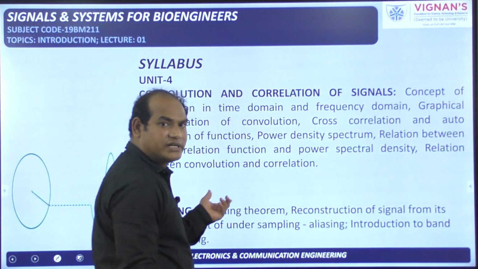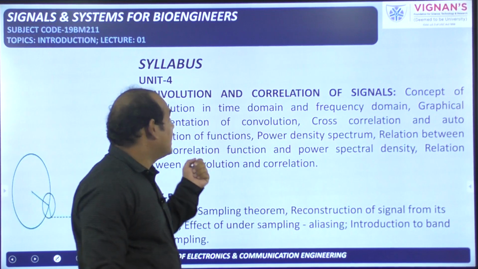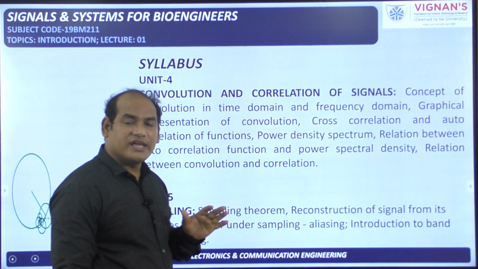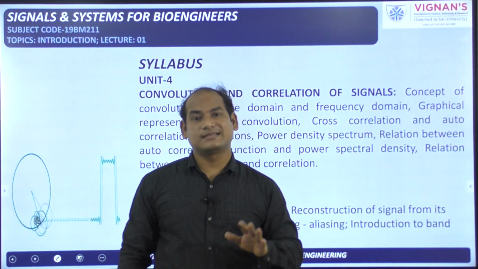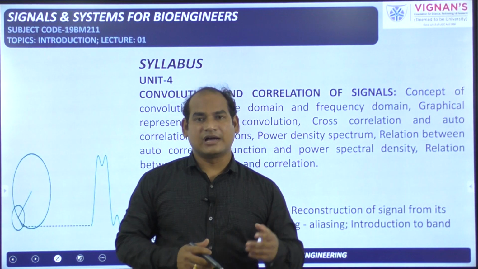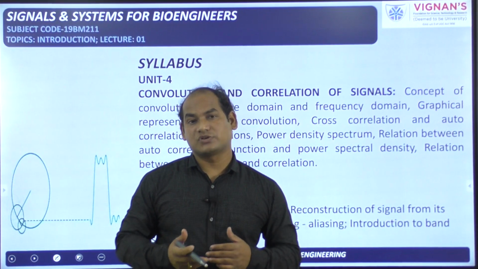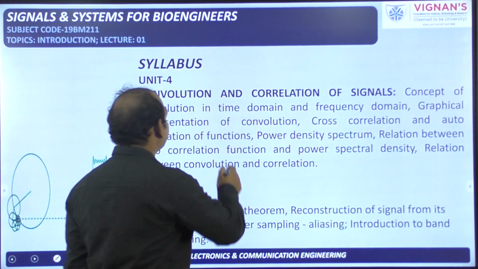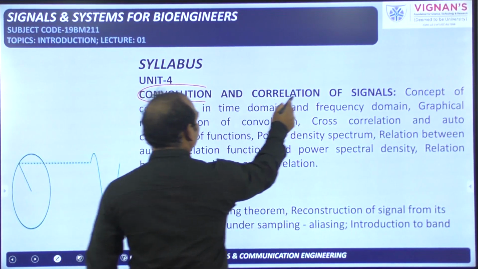Now in the fourth unit, convolution and correlation are there. Convolution is for finding the overlapping portion between two signals, where one signal is fixed and another signal is moved over that one. As it is moving, how much overlapping portion there is can be identified by using this convolution.